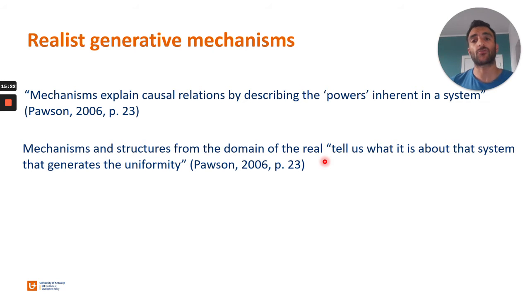Mechanisms, again, Pawson, and structures from the domain of the real, they tell us what it is about that system, again, system, that generates uniformity. Uniformity we talk about here is a regularity or something that we observe, a regularity between the context or contextual conditions and an outcome.